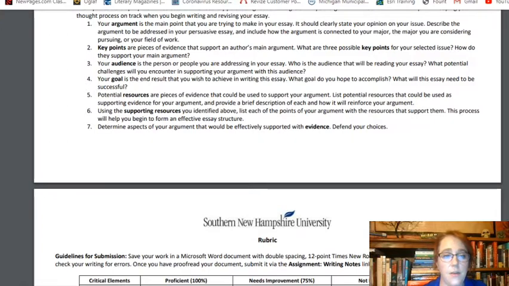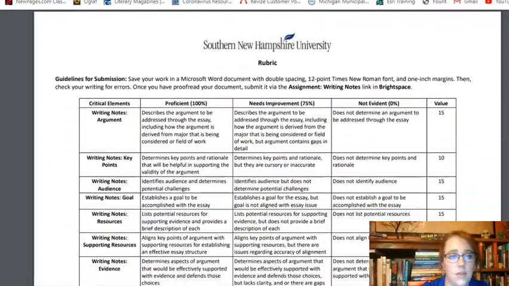Okay, so you have your key points, figure out what sources you're going to use to support them, and then explain to me what parts of your argument would be effectively supported with evidence. Okay, so there's a lot of steps here. So if you have any questions at all, reach out to me. I'll be happy to break it down a little bit more for you. We can have a conversation about it.